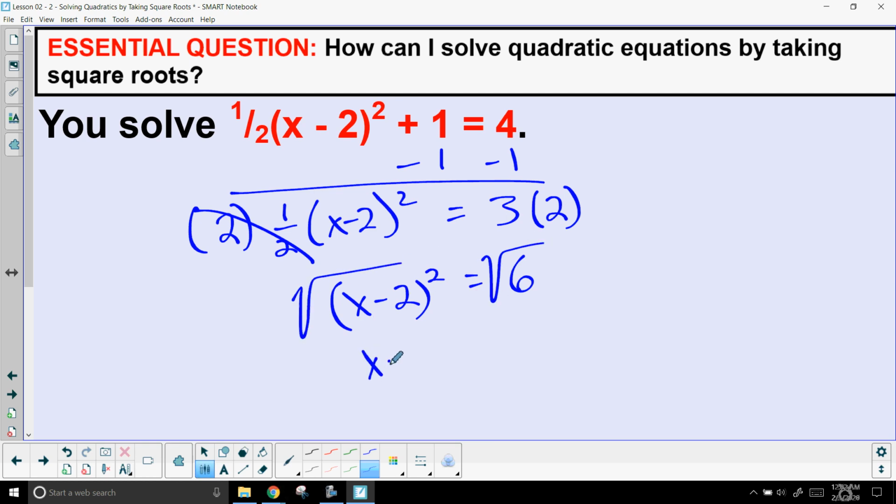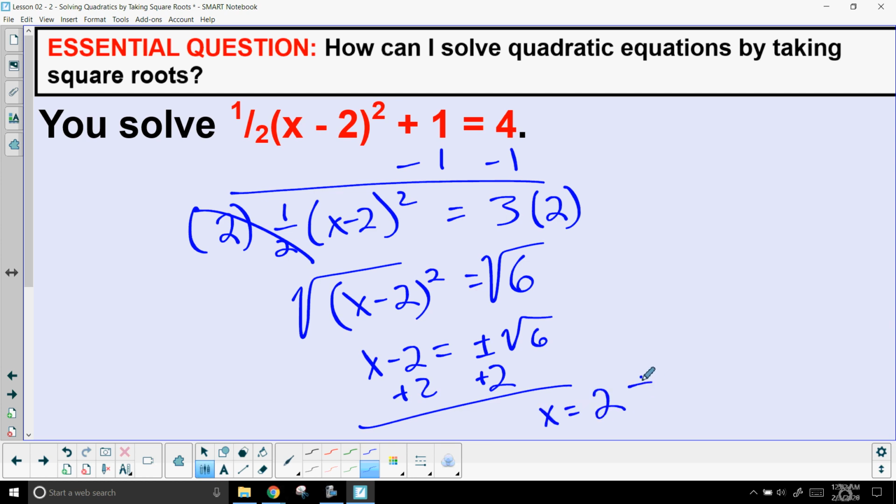So we already know this doesn't reduce. So I'm just going to go ahead and add 2 to both sides. Not like terms. So x equals 2 plus minus root 6. It's okay to leave it like that. Perfectly okay.